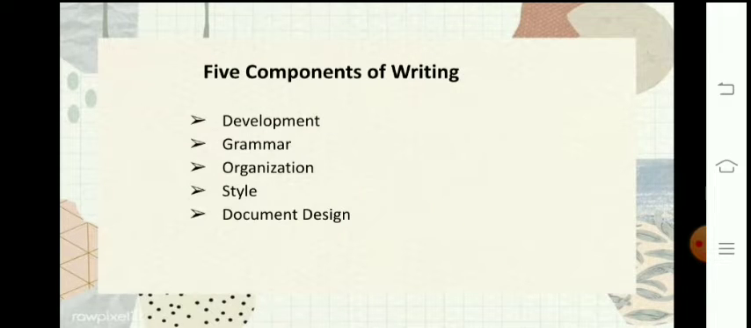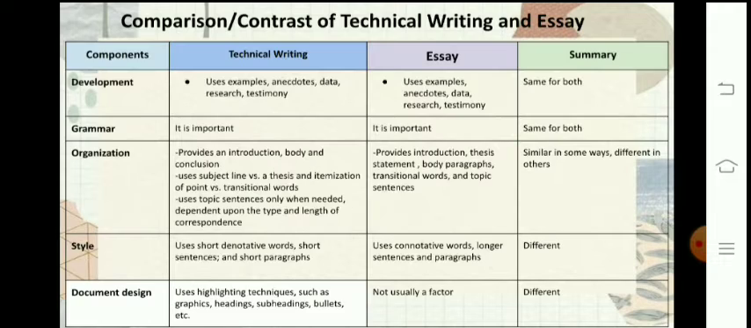So there are five components of writing that are also applicable for technical writing. We have development, grammar, organization, style, and document. So this is a good example of a comparison and contrast of technical writing and an essay.